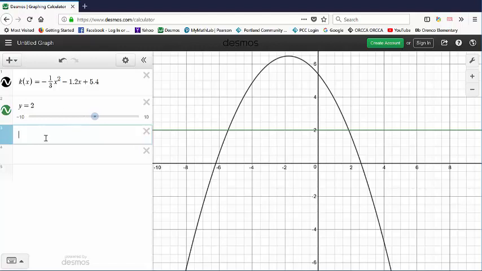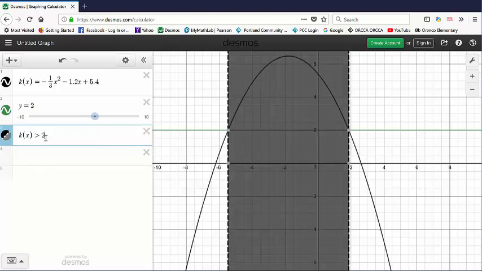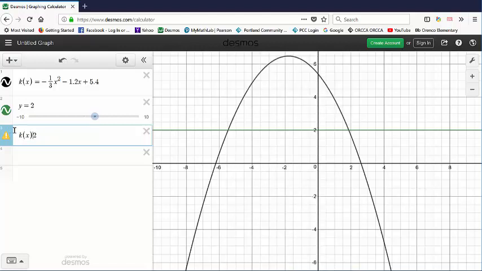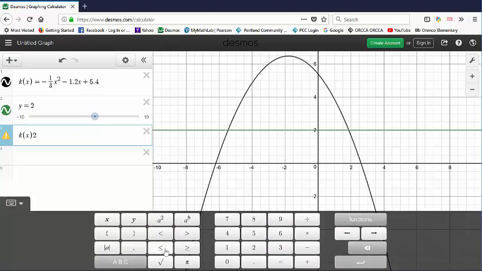So if I actually enter in that inequality, if I say k of x greater than 2, notice that it shades all the stuff between those two intersection points, right? And that's what we said that the solution would be, and it's got dashed lines there, right? So we're not including the x values of the intersection points. Okay, and what if I said less than or equal to? We have a less than or equal to sign.